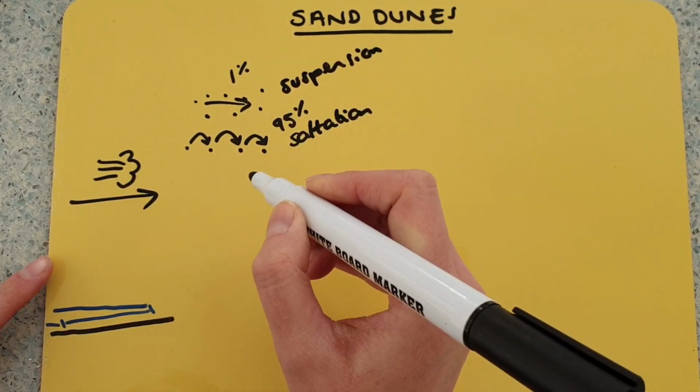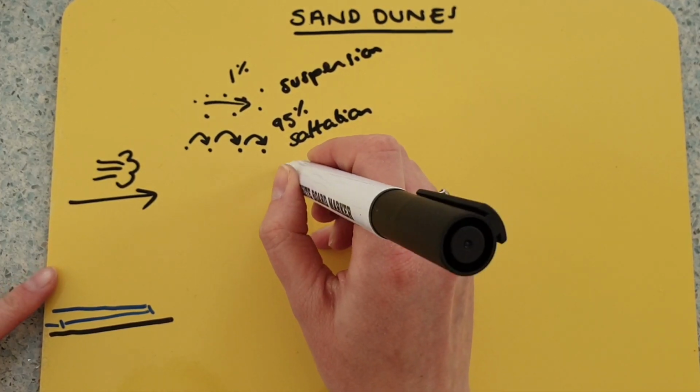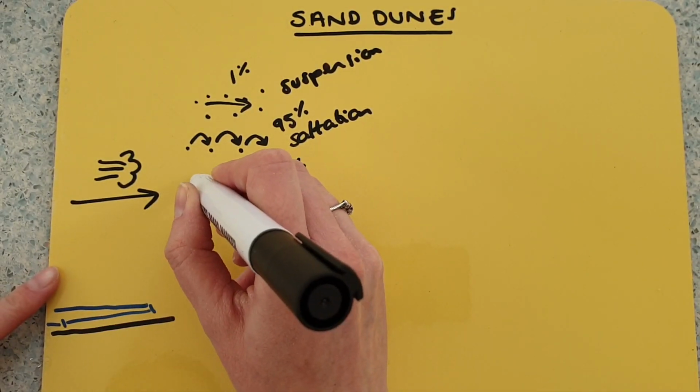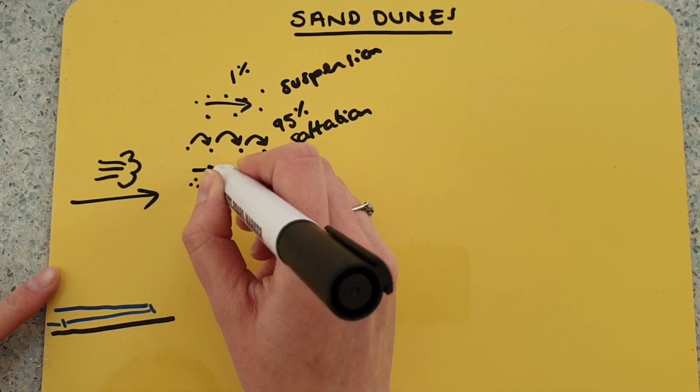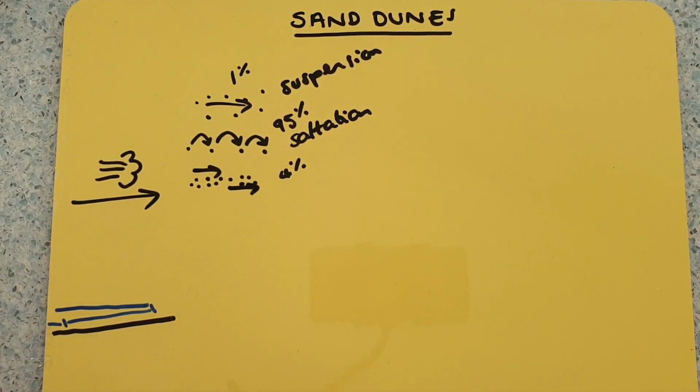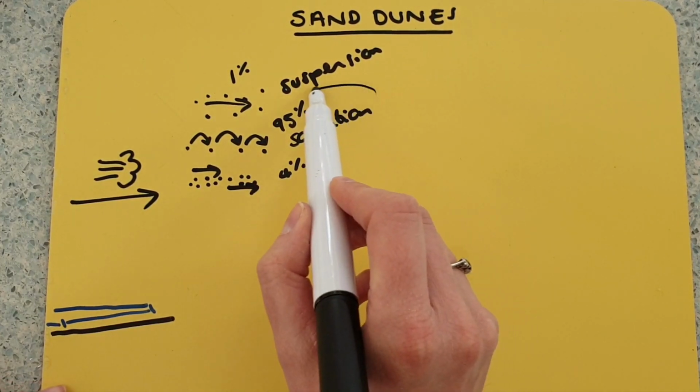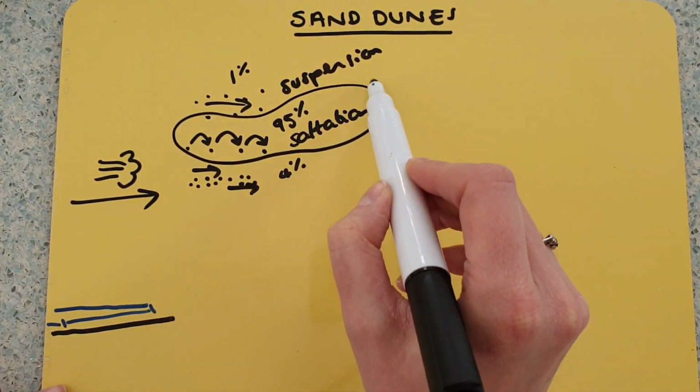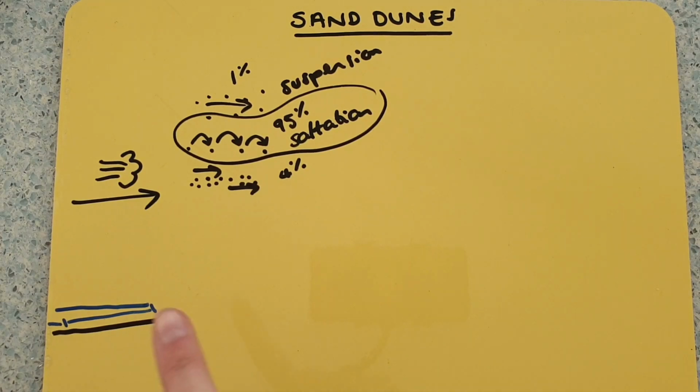The final one, and again, it's only 4% that actually does this, is one called creep. And that's where you've got lots of particles and they're just kind of pushed along the floor, and they slowly creep up the beach. But like we said, saltation is the most important one. Most of our wind-blown sediment hops along and gets transported back up the beach.